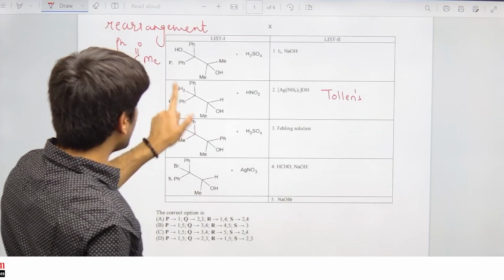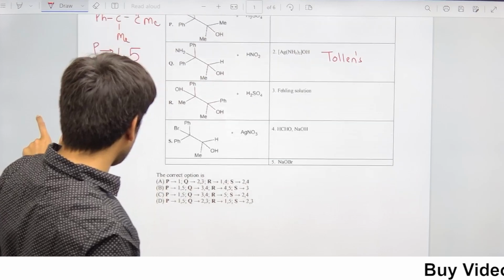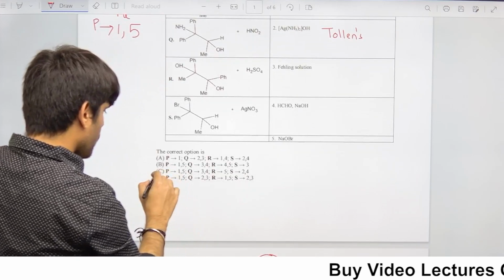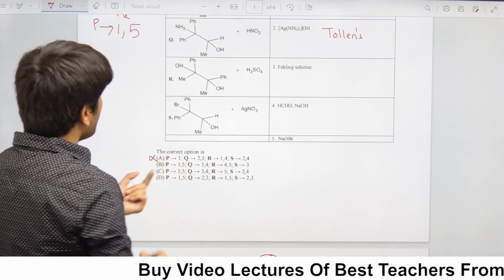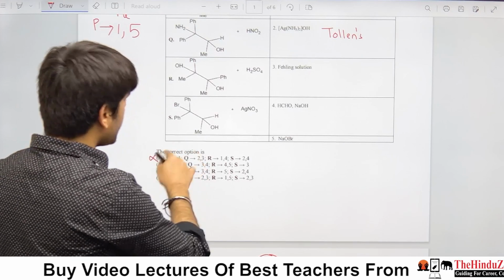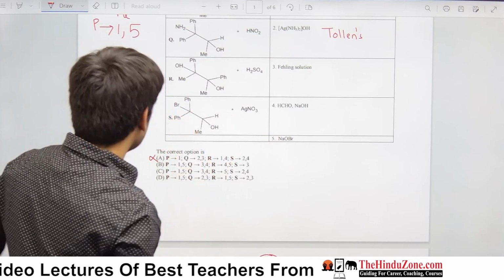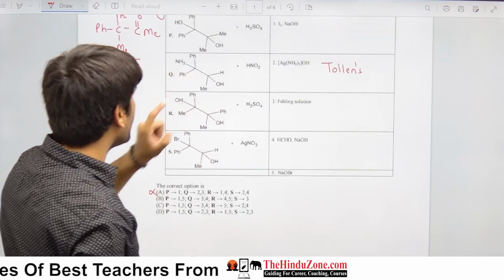So P is going with 1 and 5. If you see the correct option, B, C, D can be the answer, but P cannot be the answer. Basically, P is going with 1, but at the same time, it is also going with 5. So let us see the second one.